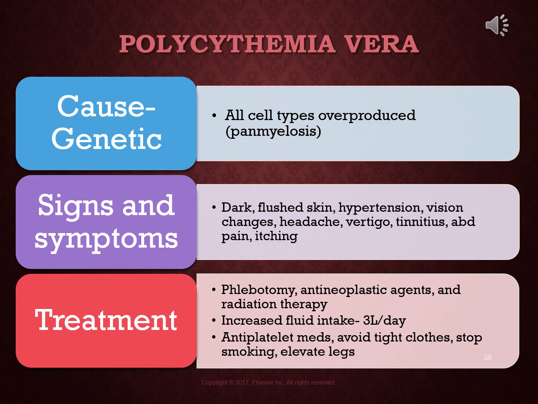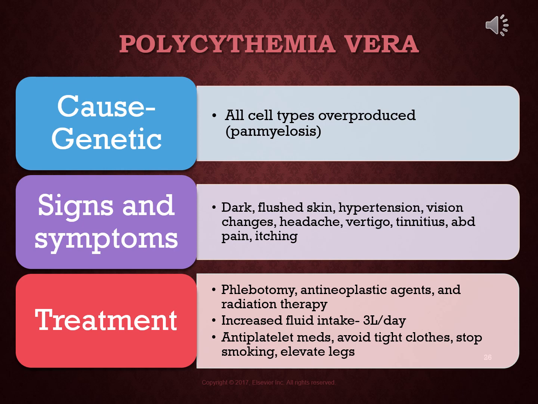And the diagnosis, of course, would be a CBC and also bone marrow aspiration. They treat this with phlebotomy by taking some of the blood out, antineoplastic agents sometimes, and radiation therapy to decrease production in the bone marrow. You really want to increase fluid intake, 3 liters a day, for sure. Give them antiplatelet meds because they are at such high risk for thrombosis. Avoid tight clothes, do not smoke, and also elevate the legs to facilitate venous return.